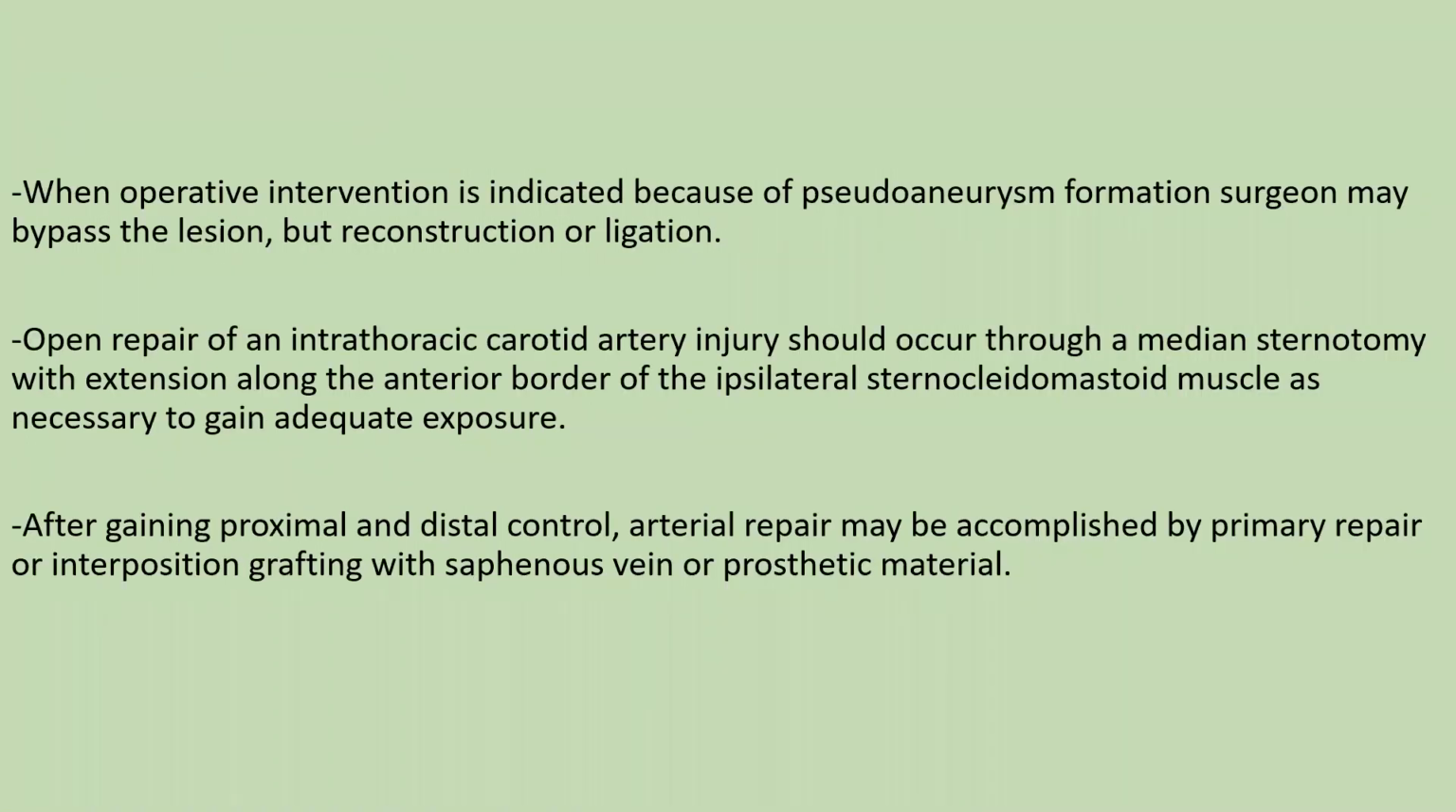When operative intervention is indicated because of pseudoaneurysm formation, the surgeon may bypass the lesion, reconstruct it, or ligate the lesion. Open repair of an intrathoracic carotid artery injury should occur through a median sternotomy with extension along the anterior border of the ipsilateral sternocleidomastoid muscle as necessary to gain more exposure. After gaining proximal and distal control, arterial repair may be accomplished by primary repair or interposition grafting with saphenous vein or prosthetic material.